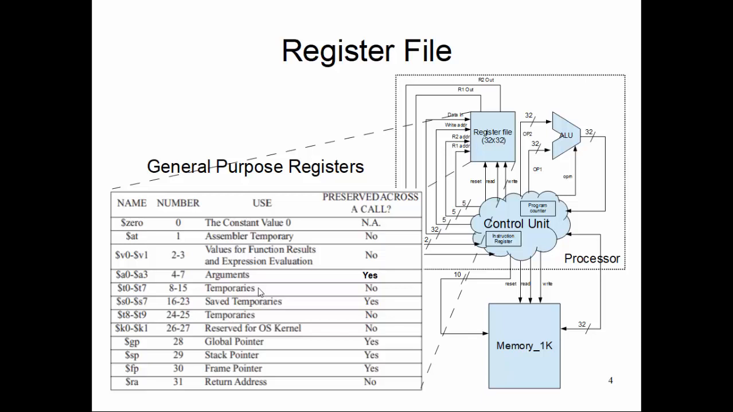What is meant by temporary? It will be clear in the lecture related to function implementation in assembly. But the suggested usage is as temporaries, and we can use them for any purpose as we need, as we want. So no one is preventing you from writing onto any of these registers except register 0.